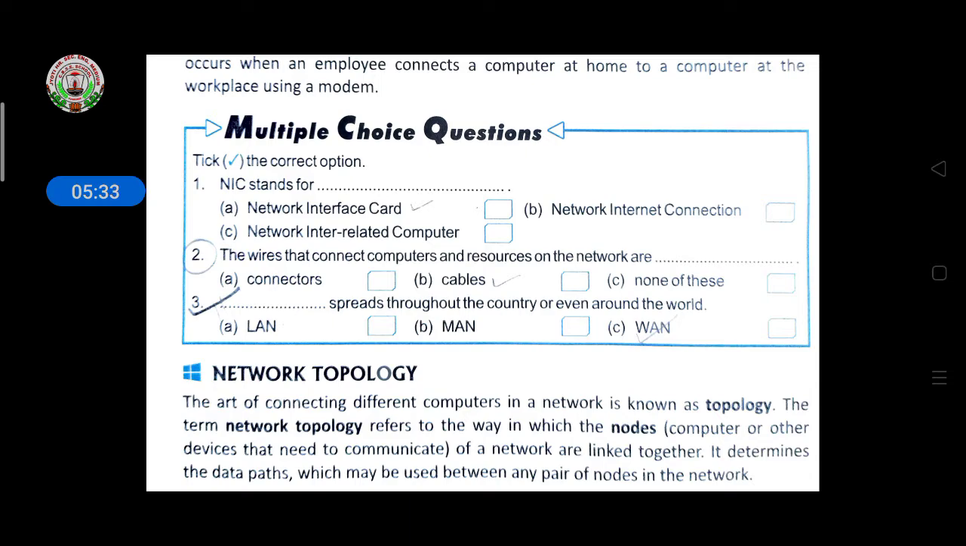Then multiple choice questions. NIC stands for Network Interface Card. The wires that connect computers and resources on the network are cables.